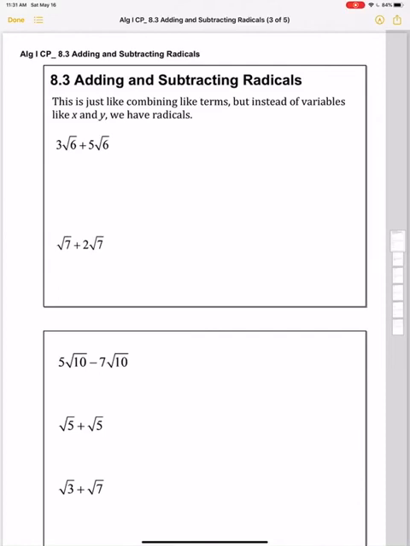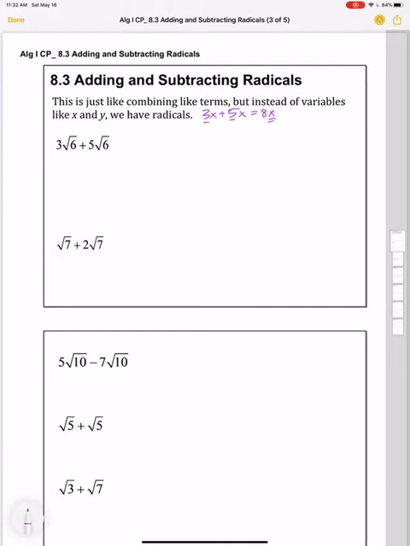Hi Algebra! In this lesson you are going to learn how to add and subtract radicals. It's very much like adding and subtracting like terms, where they have to have the exact same variable with the exact same exponents for you to add them. So 3x plus 5x you can add together: you add the 3 and the 5 and you get 8x. And remember, you do not change the variable. They have to be the same for you to add them, and then you don't change them.